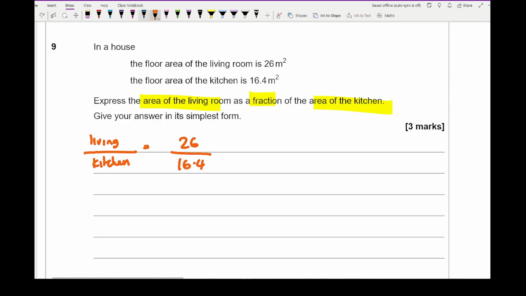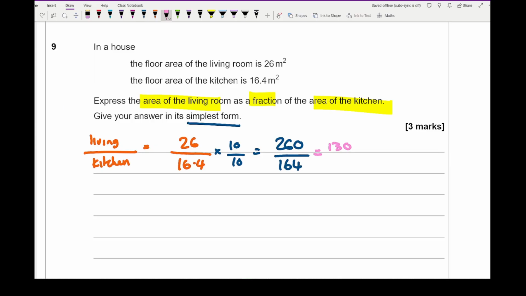Then what we want to do is, we can't write decimals in a fraction, so if I multiply both the top and the bottom by 10, I get 260 over 164. Then for this, I then need to simplify this fraction. And again, you can go through as many routes as you want.